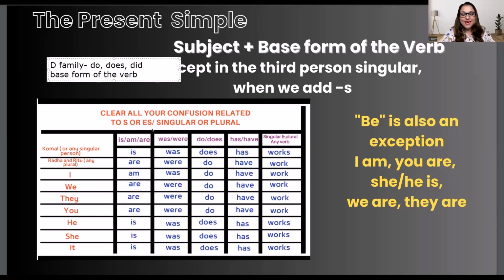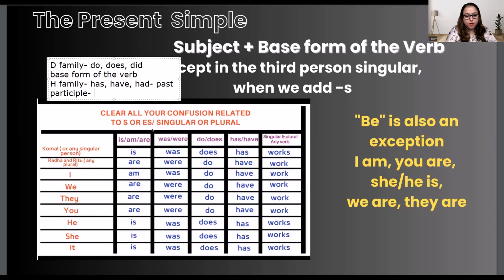Got it? Okay. And whenever we have H family, that is a simple hack, and it will eliminate all the confusions from your mind. H family means has, have, and had. So wherever H family appears, you'll be using past participle. When I say past participle, I mean third form of verb. In Punjabi language, it is third form of verb. All right?